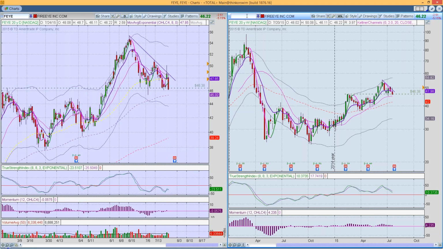Let's see, we have AK, which stands for Arkansas, not a stock symbol.